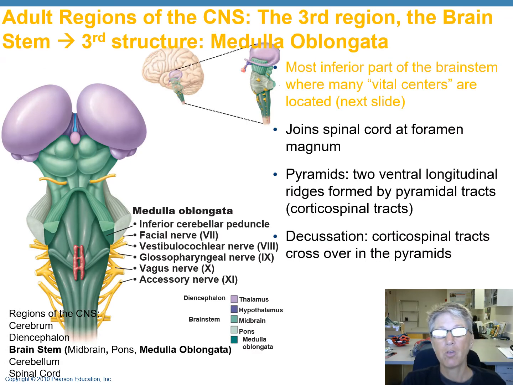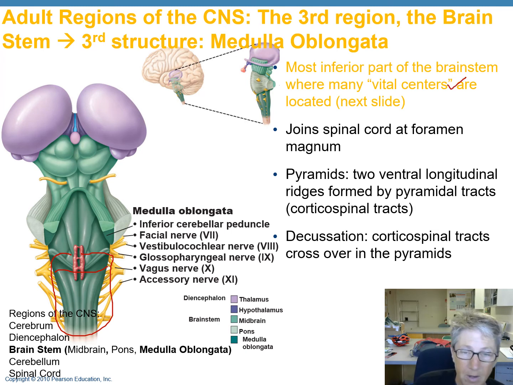And then the third structure of the brainstem is the medulla oblongata. That's down here. I'm not really sure exactly where it starts, but this is where the medulla is in this cartoon. It's the most inferior part of the brainstem. That's where many of the vital centers are, and I have that on the next slide. And then the medulla oblongata of the brainstem connects to the spinal cord.